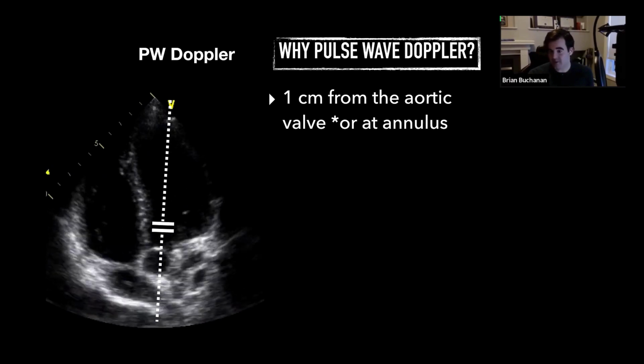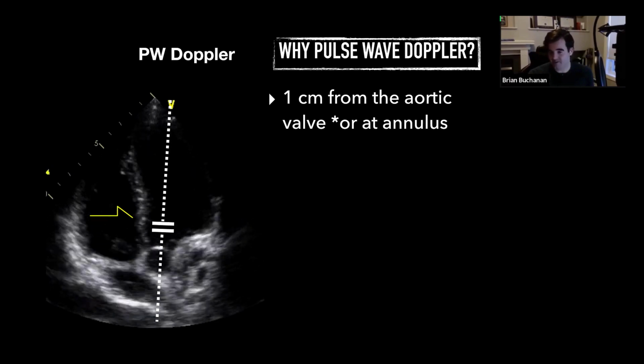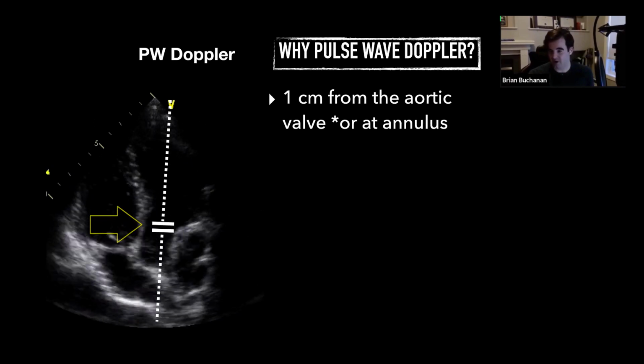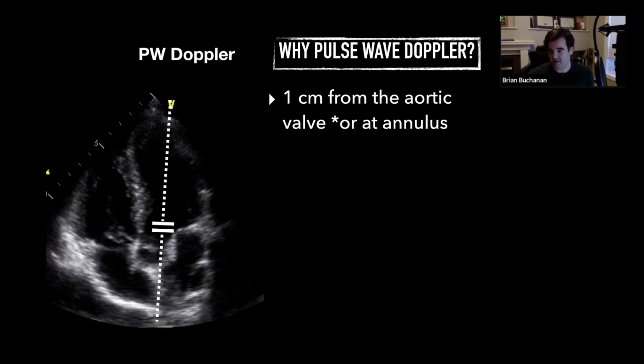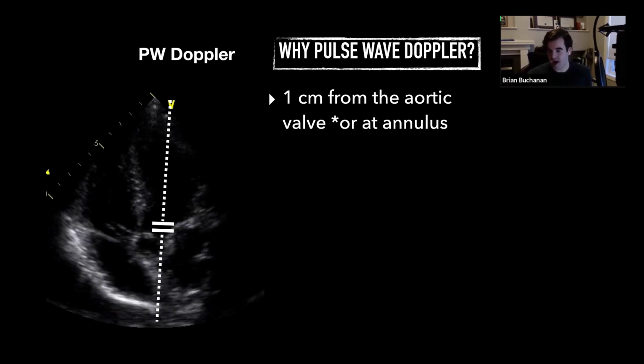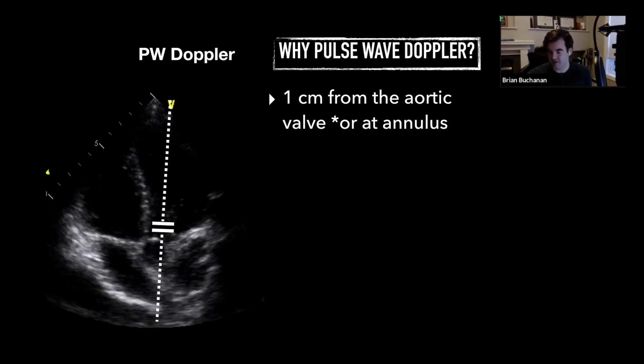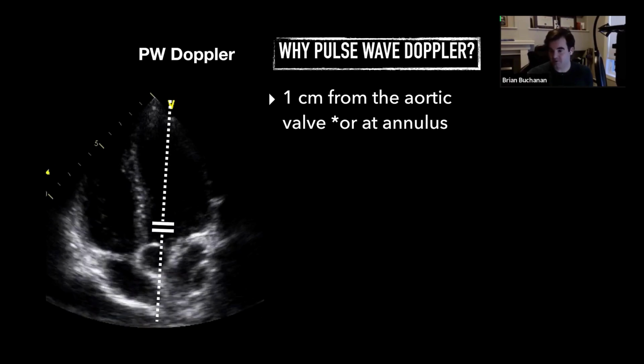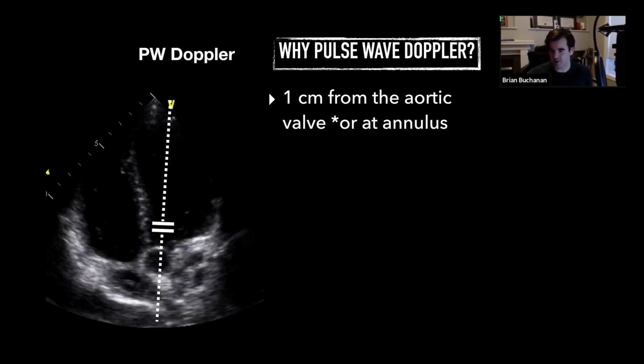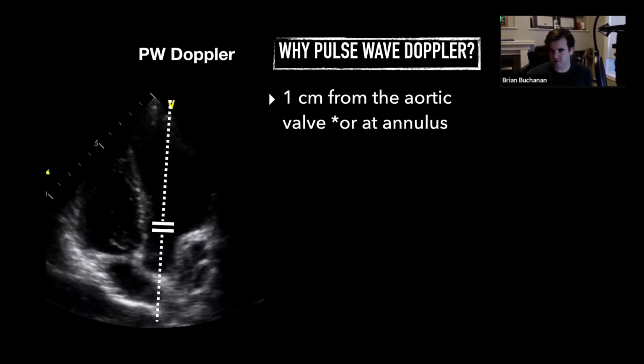And then one of the questions that comes up a lot is, where do I place this sample volume box on the pulse wave Doppler? I commonly place this in the outflow tract 1 centimeter from the valve, proximal to the valve, but it can be placed somewhere else. Jean, do you have a perspective on this?